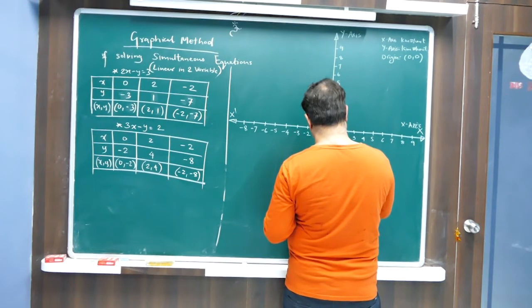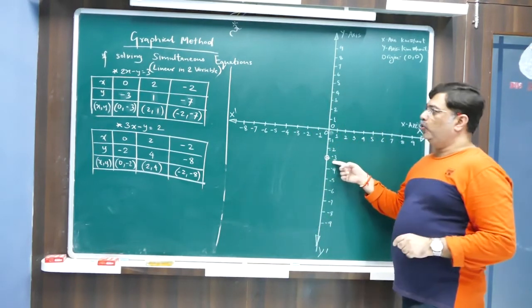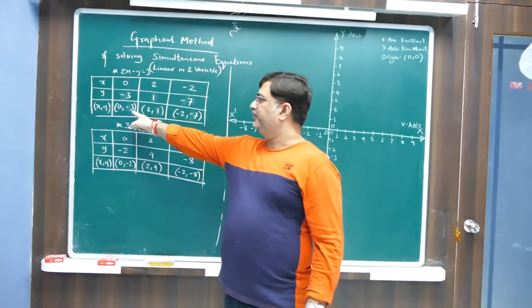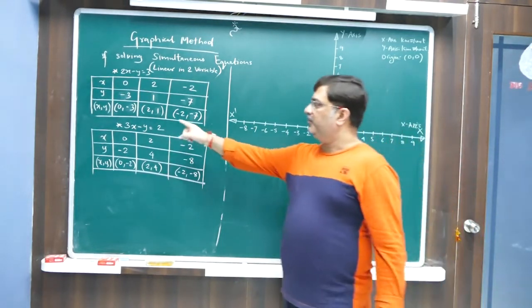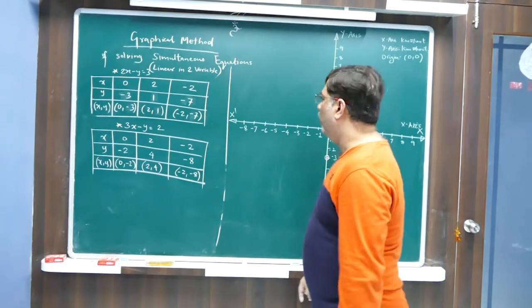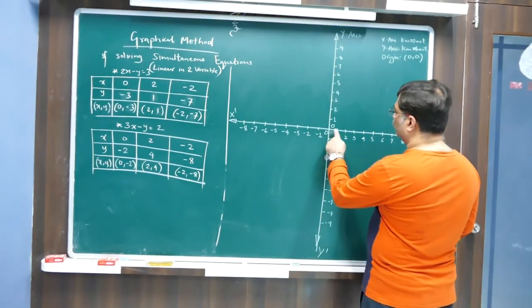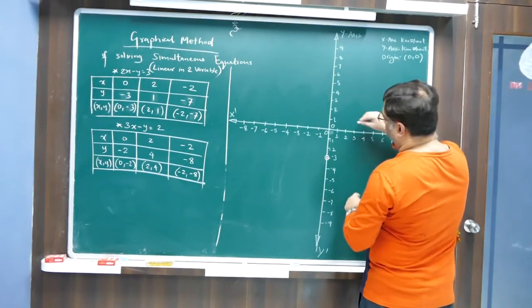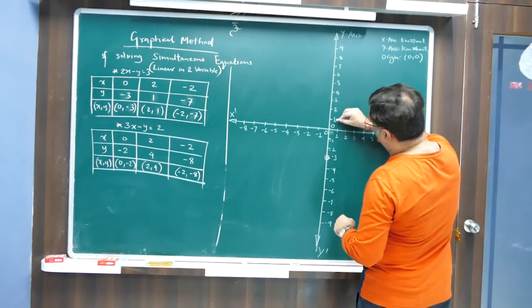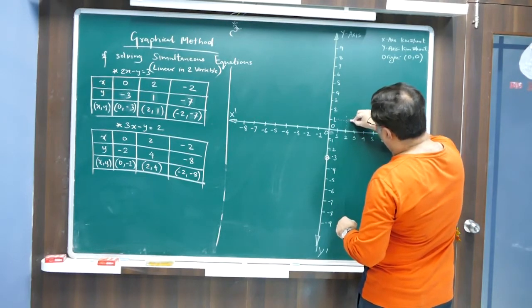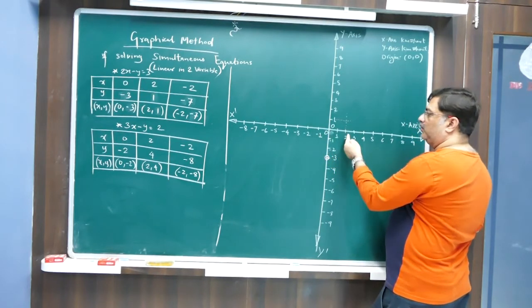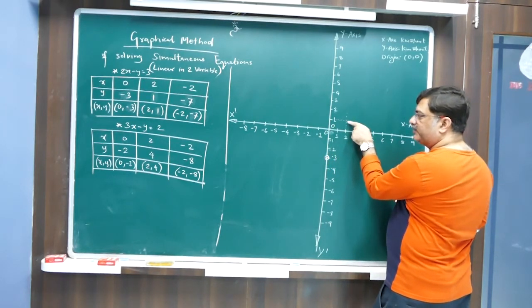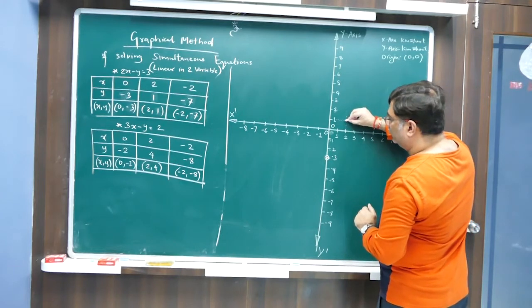This is the point 0, minus 3. Next point is 2, 1. So when x is 2, y is 1. So what is the intersection point? Where do they intersect? At this point.